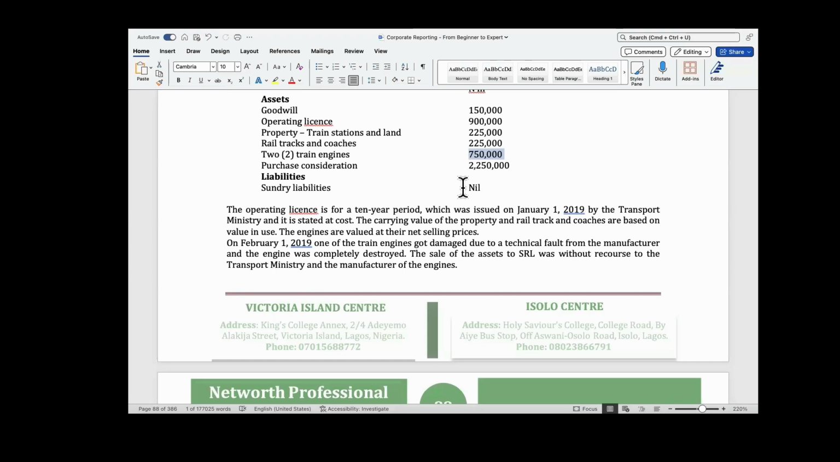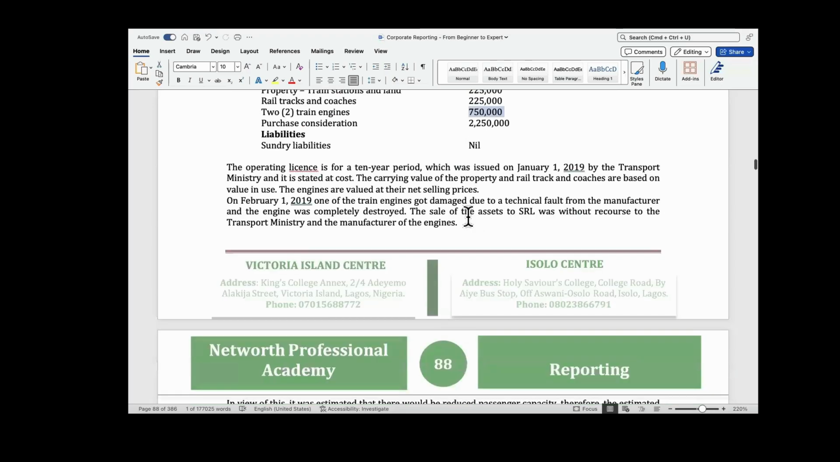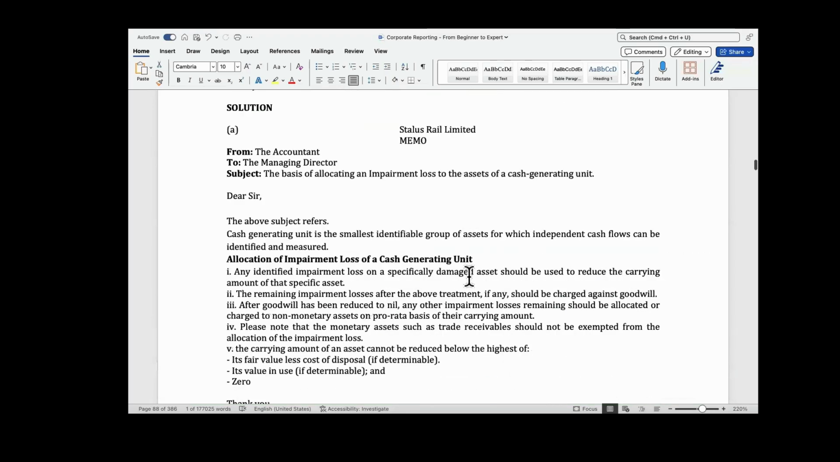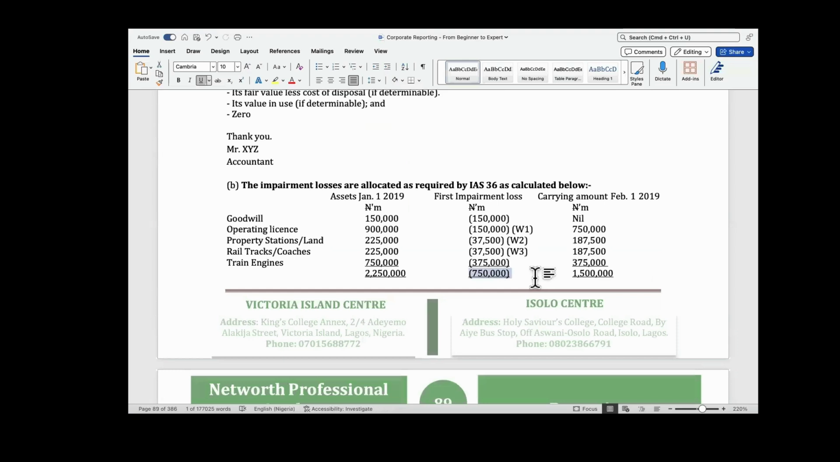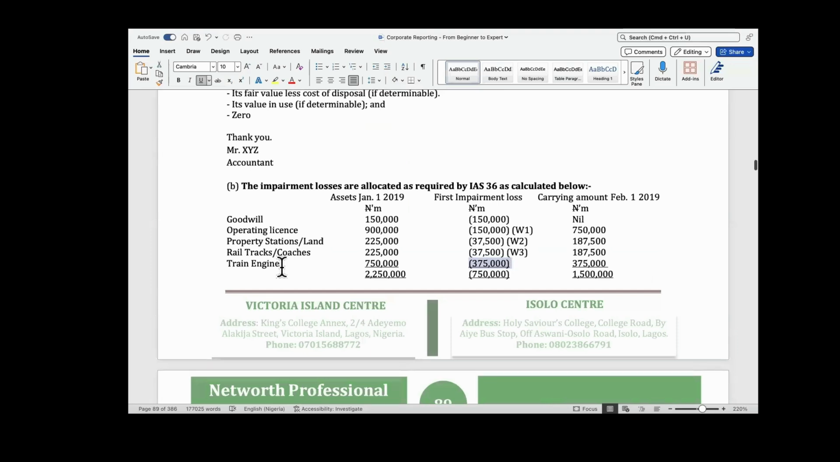So now one has been damaged. That means out of that impairment loss of 750, first I will allocate 375 to these twin engines because one of them has been damaged. I will allocate 375 to this one first. So that one is gone. Out of 750, we have removed 375.